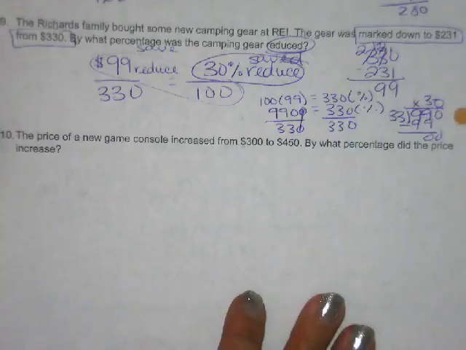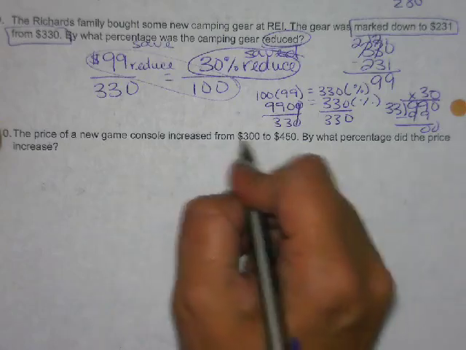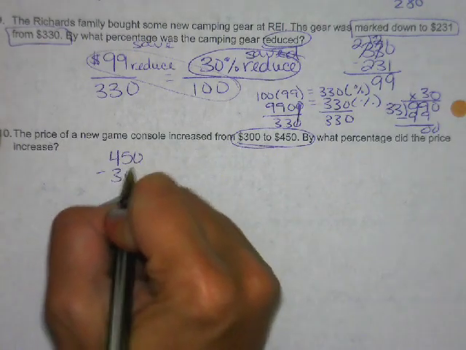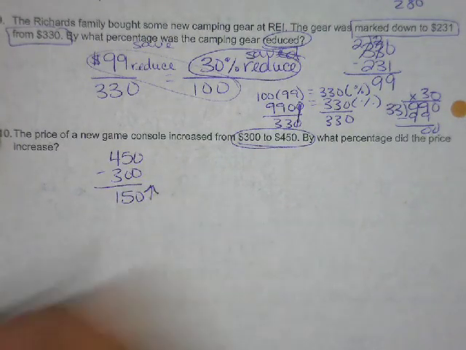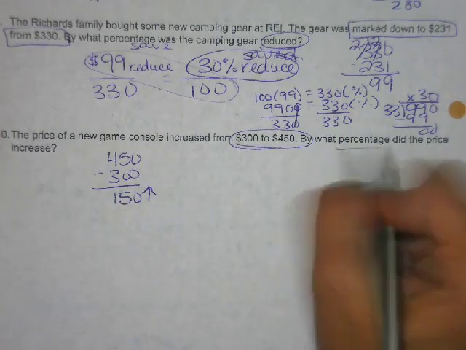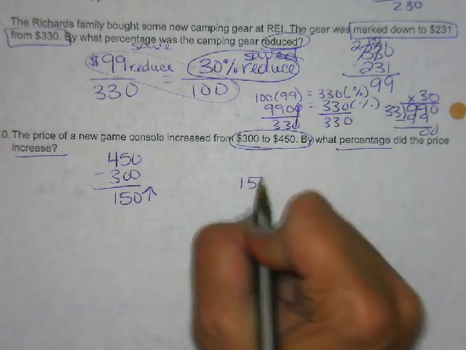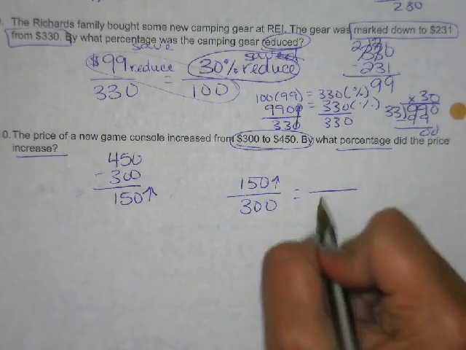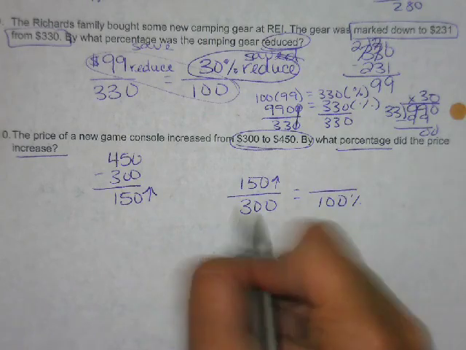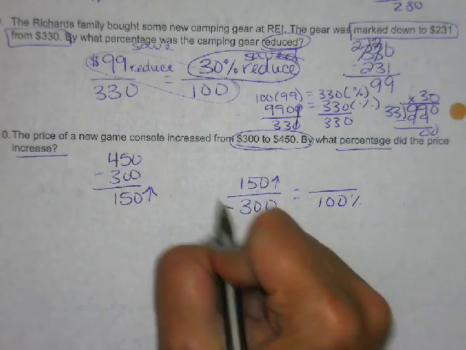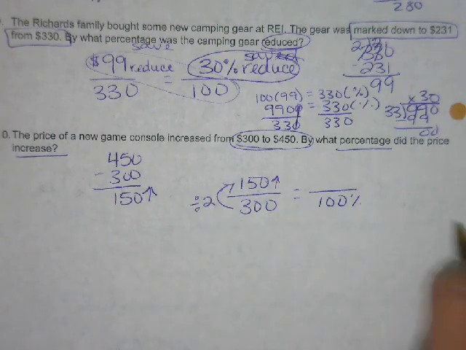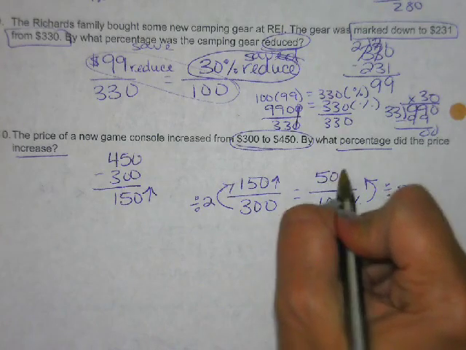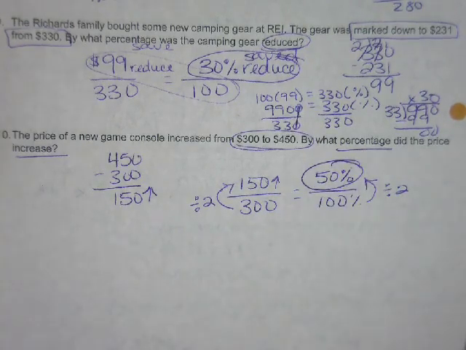And then the new price, it went from $300 to $450, so it went up $150. By what percent did it go up? So 150 is your part that it went up out of. It was originally 300. That was your 100%. So then we can say, well, I know right here I can divide by 2. So if I take 100% and I divide by 2, I get 50%. You can also cross multiply and divide on there.